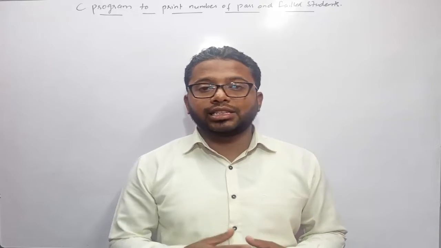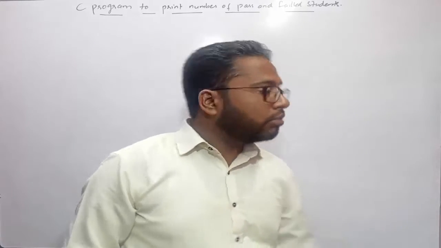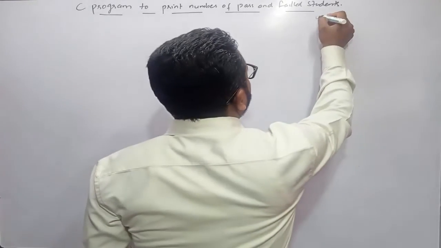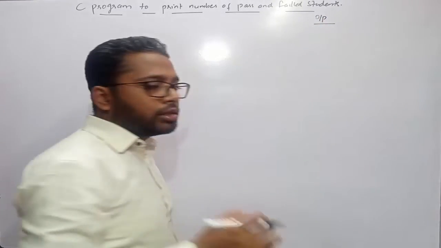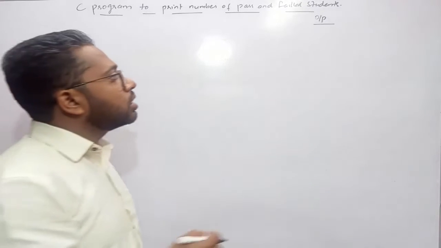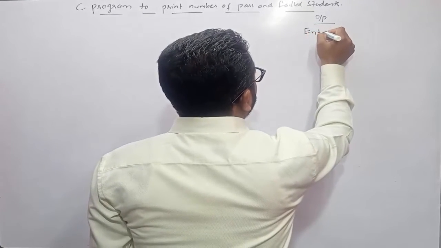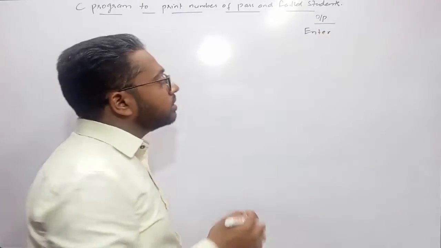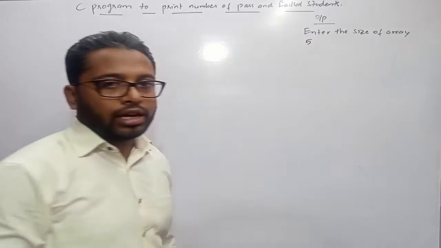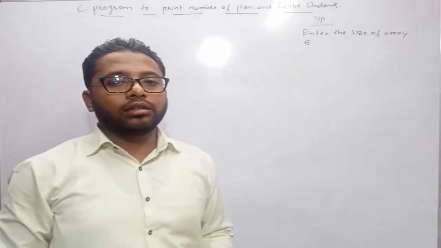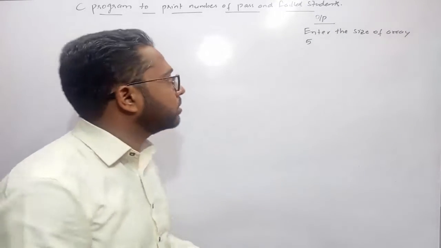Let us start discussing this program. Let me first write the output of this program. When this program gets executed, it will ask the user to enter the size of the array, or the number of percentages you want to enter. Then the user will enter 5. That means the user needs to enter the percentages of 5 students.